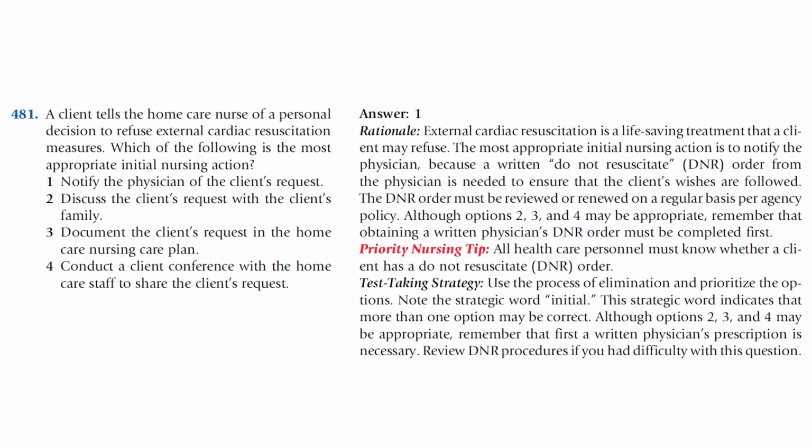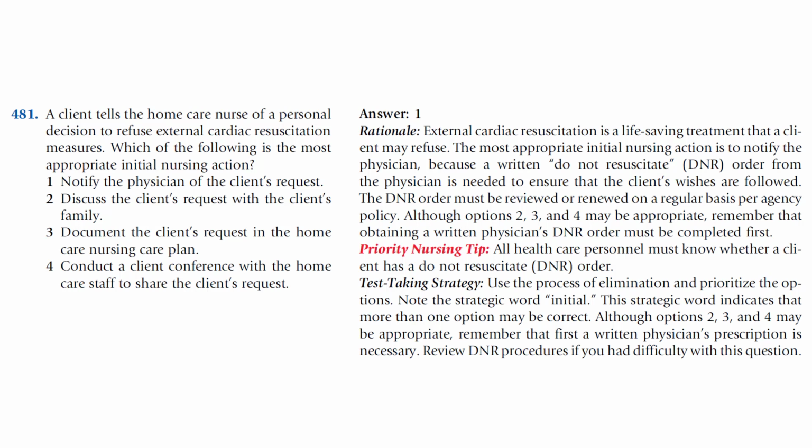481. A client tells the home care nurse of a personal decision to refuse external cardiac resuscitation measures. Which of the following is the most appropriate initial nursing action? 1. Notify the physician of the client's request. 2. Discuss the client's request with the client's family. 3. Document the client's request in the home care nursing care plan. 4. Conduct a client conference with the home care staff to share the client's request.